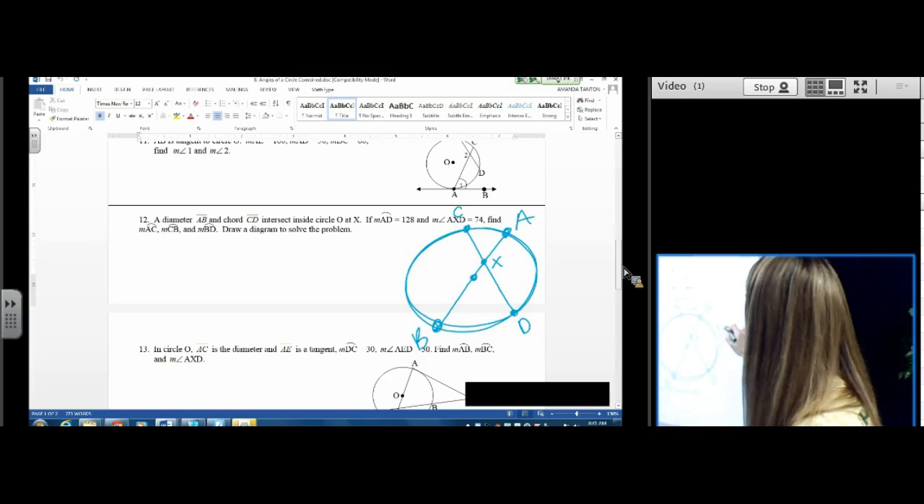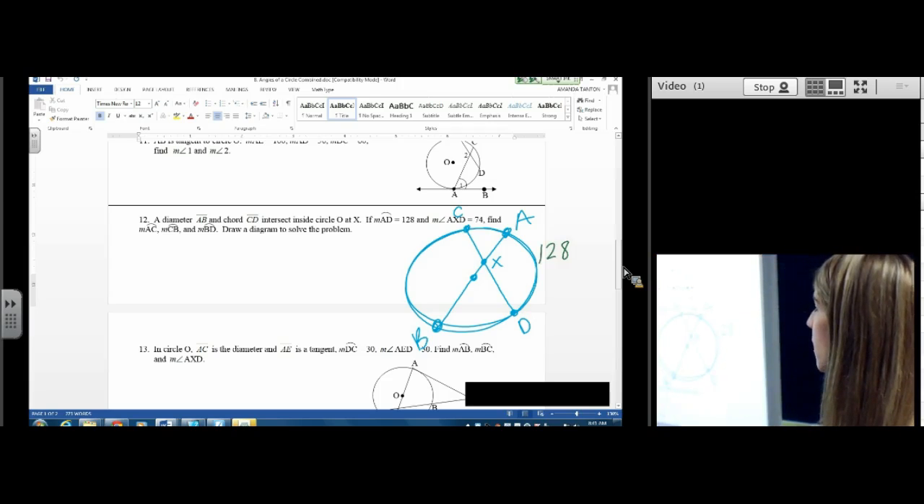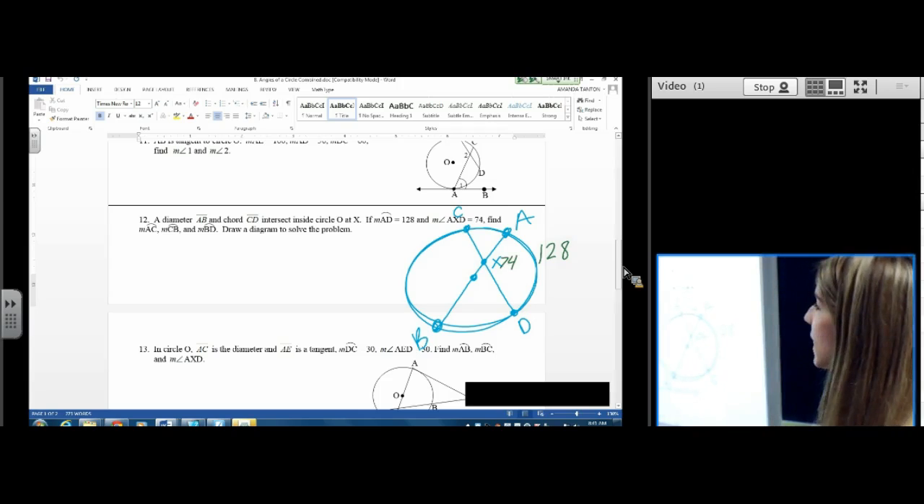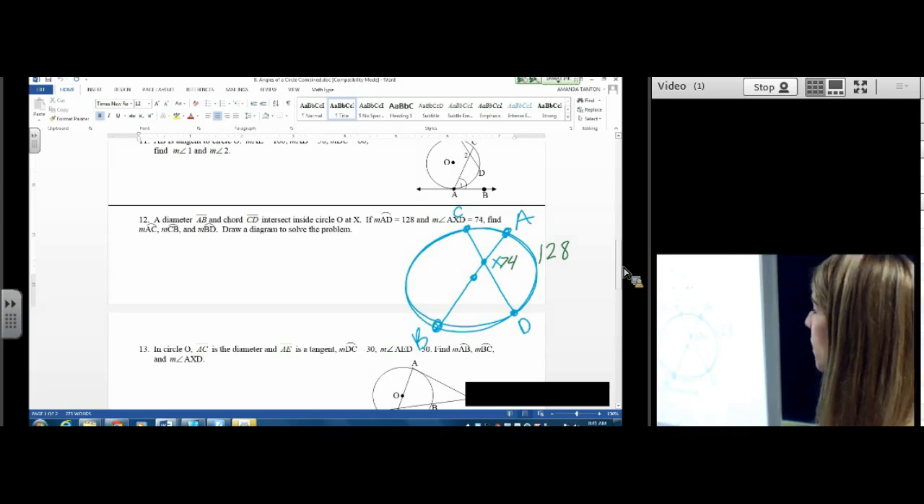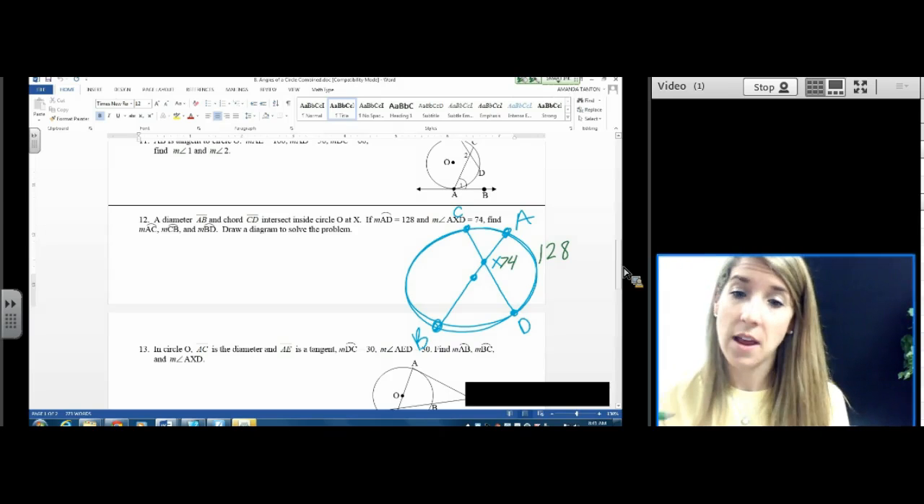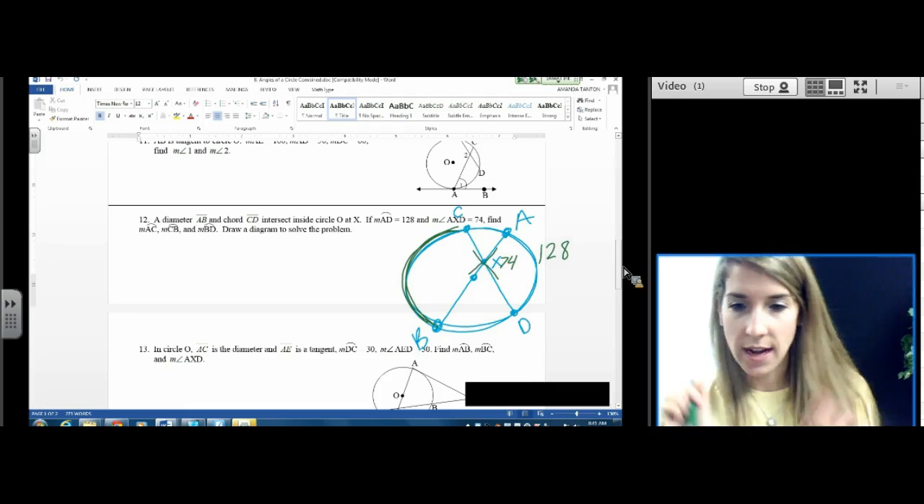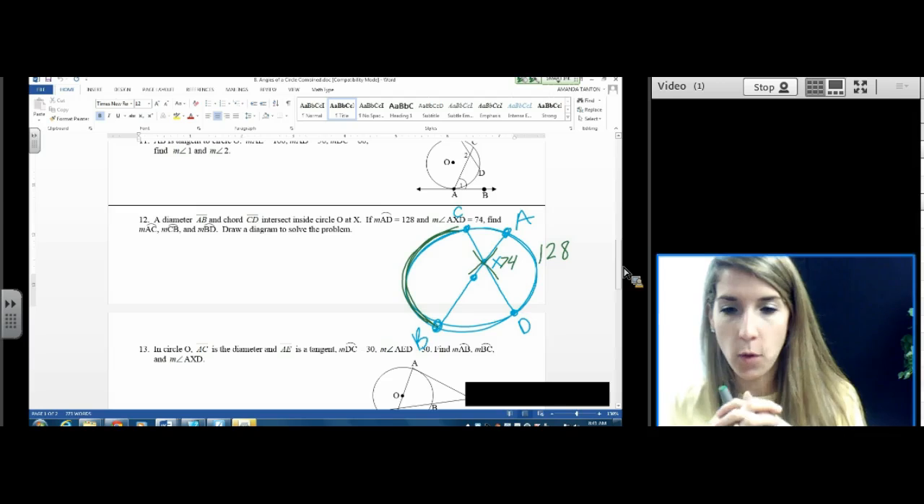Arc AD is 128. Angle AXD is 74. Find all of those arcs, draw a diagram. Okay, the arc that would be the easiest to find first would be arc CB. We're going to find this arc first because we know that angle, the 74, came from adding the arcs and dividing by 2. The 74 came from adding the arcs, 128, I'll call this CB.